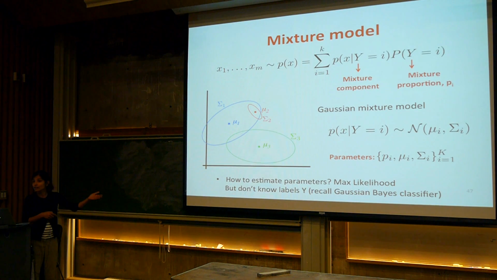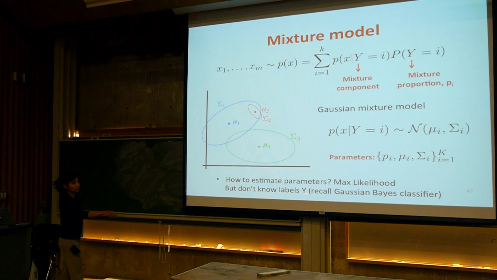In the standard setting, when you're trying to do classification using a Gaussian model, which was known as the Gaussian Bayes classifier, we talked about that. We knew the labels, so we could only use data from that component to estimate its mean and covariance. We know which component each data point comes from, essentially. And here we don't know that.